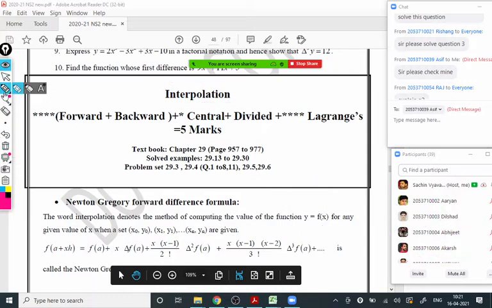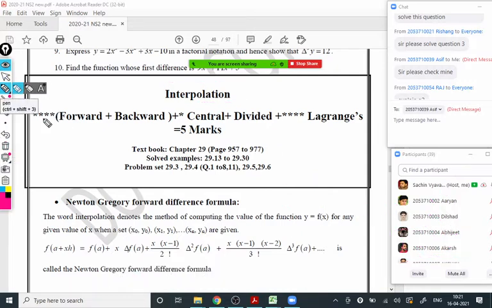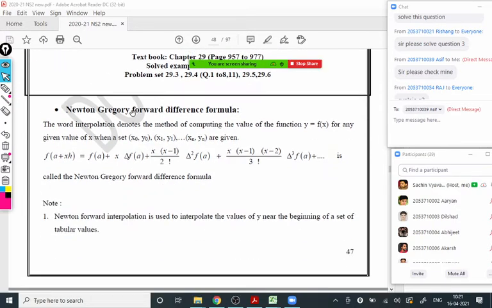So let me start. Today we'll see only one method, forward interpolation. This is Newton's Gregory forward interpolation formula, or the forward difference formula. The first step is that you should learn this formula by heart. This is the interpolation formula, where we are interpolating at a plus xh. We are finding the function value of a plus xh. So f of a plus xh is equal to f of a.